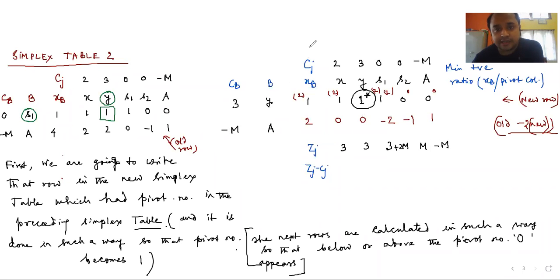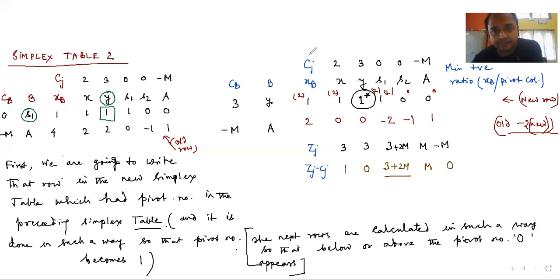And correspondingly, the ZJ minus CJ will be 3 minus 2, that is 1. 3 minus 3, that is 0. 3 plus twice m minus 0, that is 3 plus twice m. M minus 0, that is m. Minus m, that is 0.